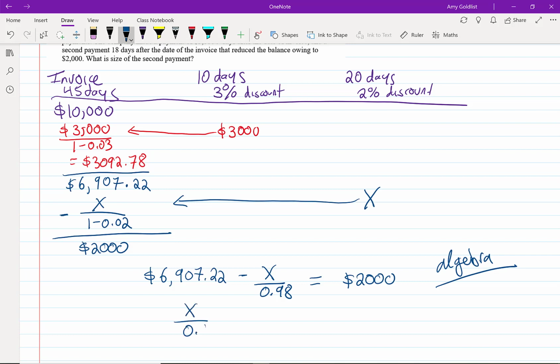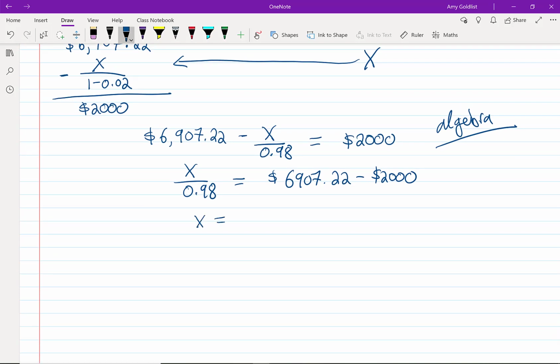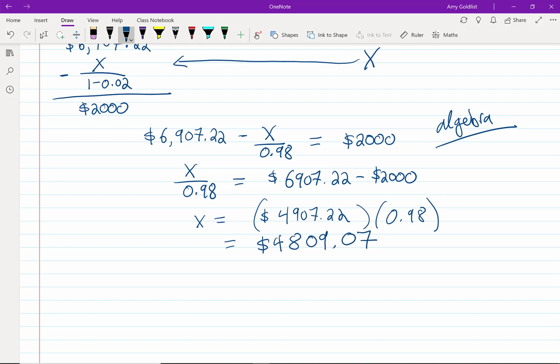X over 0.98 equals 6907.22 minus 2,000. I'm going to scroll up a little bit. X equals 4907.22 times 0.98, and that gives me $4,809.07. This is the size of the second payment.